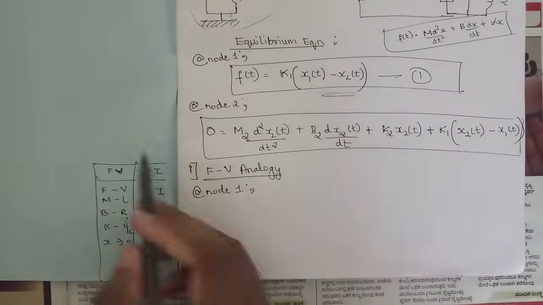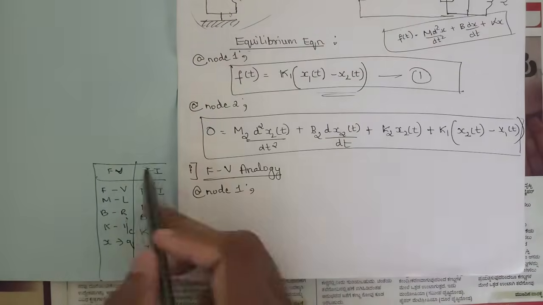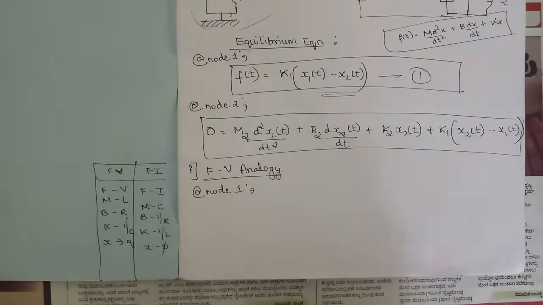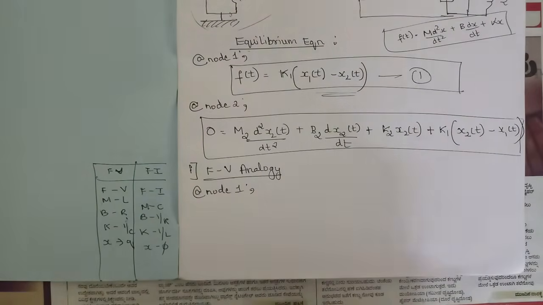I have created a table for you in order to remember. We know that for the FV analogy, force is replaced by voltage, M is replaced by L, B by R, K by 1 by C and X by Q. Similarly it goes for the FI analogy. In order to make the problem simpler, it is better that you make this table every time you solve problems.